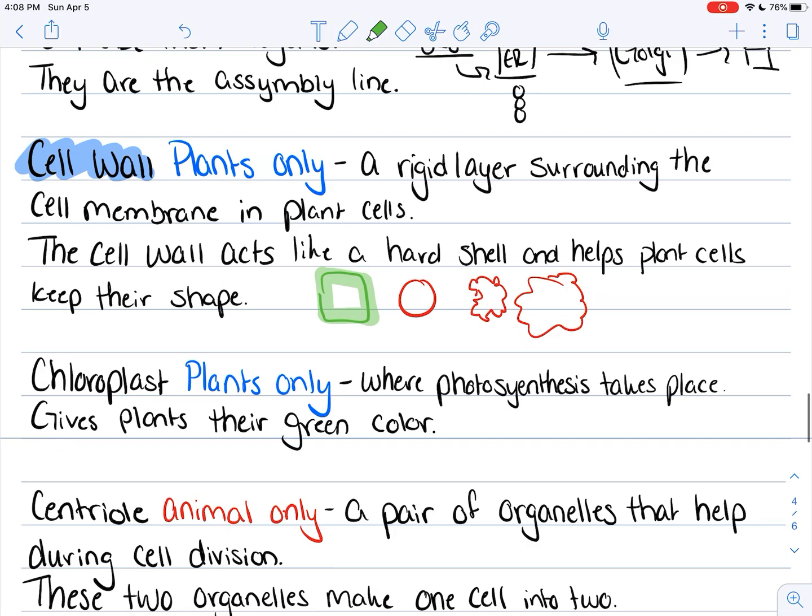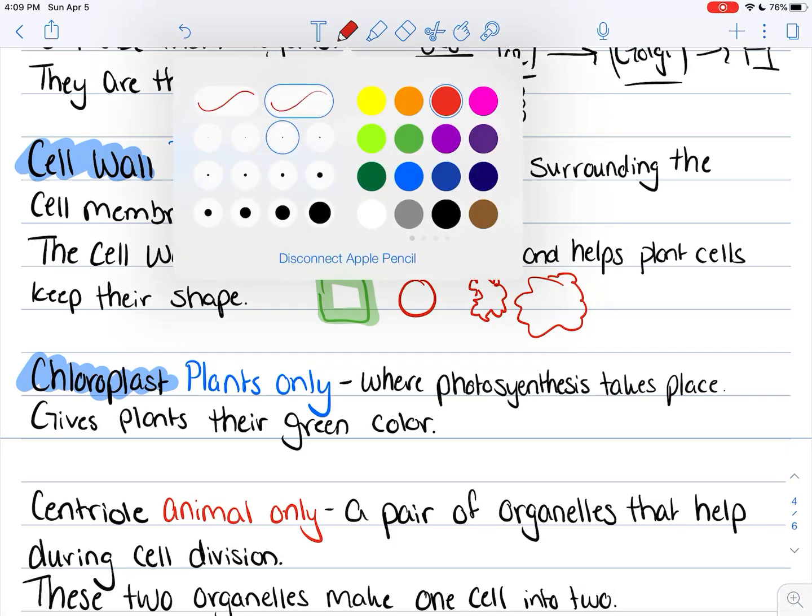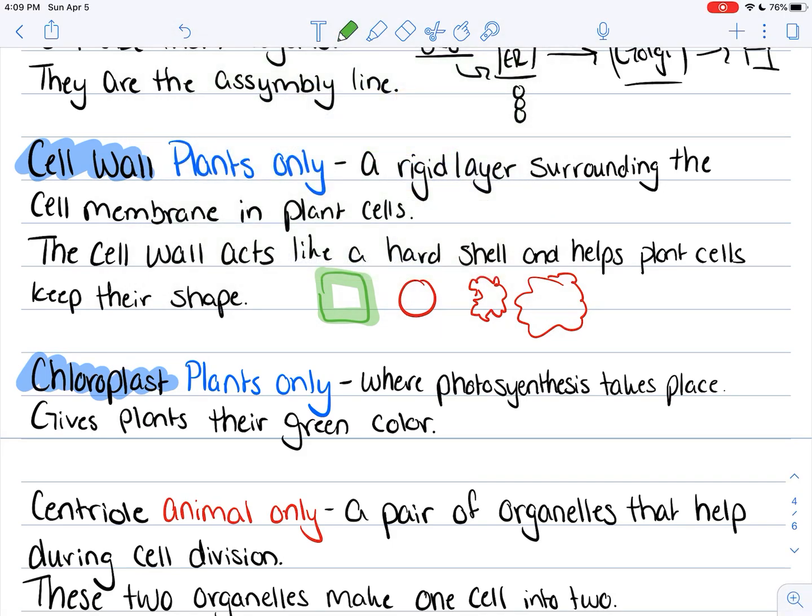The chloroplast, which is again specific to plants, is where photosynthesis takes place, and it gives plants their nice green color. Photosynthesis, remember, is water and light, which makes energy in the form of sugars.